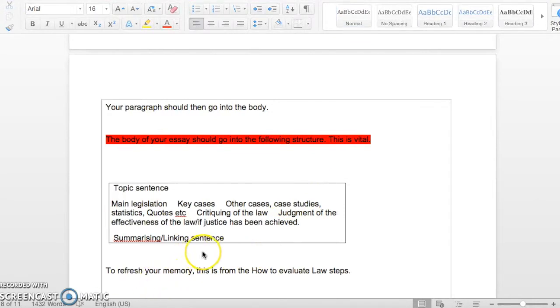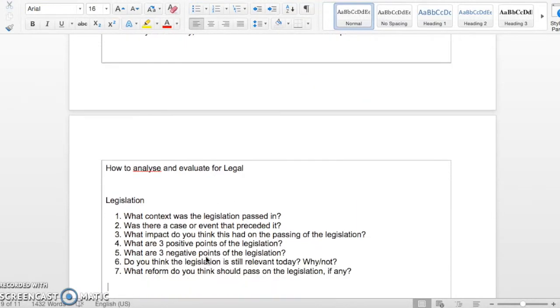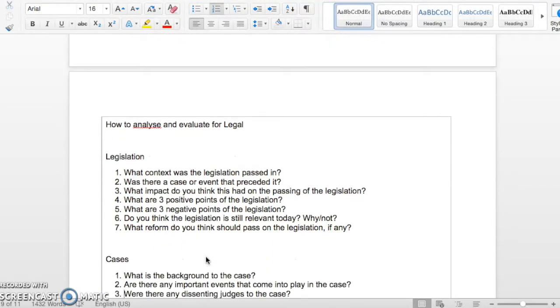So to refresh your memory, this is from the How to Evaluate the Law steps. If you've never seen this document, welcome. So how we're going to analyze and evaluate for legal is first we're going to go to the legislation, and we're going to do this very concisely. You can answer this in maybe 3 sentences if possible, okay? So you will start with the legislation. What context was the legislation passed in?